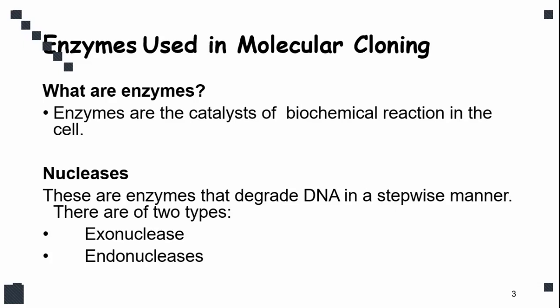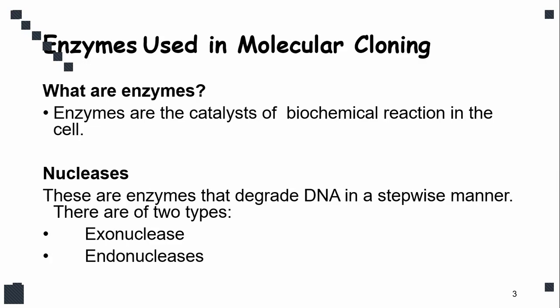So here you can see nucleases. And what are nucleases? Nucleases are enzymes that will degrade DNA or other genetic material, e.g. RNA, in a stepwise manner. And we can see that there are actually two types. There are the ones that are called exonucleases. That's to say that they deal with this genetic material from the outside part, that's the termini of the molecule.